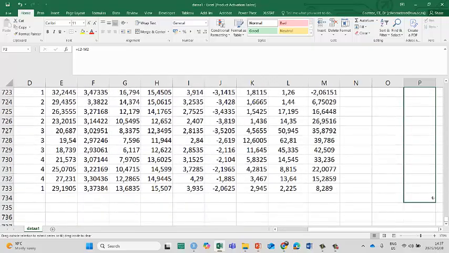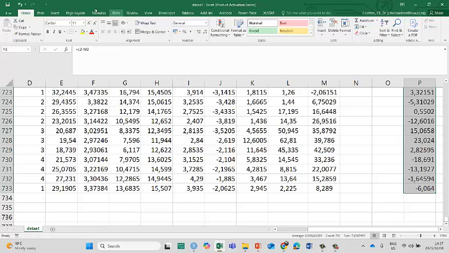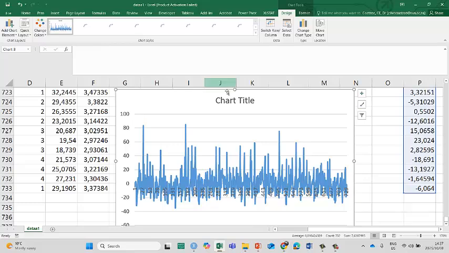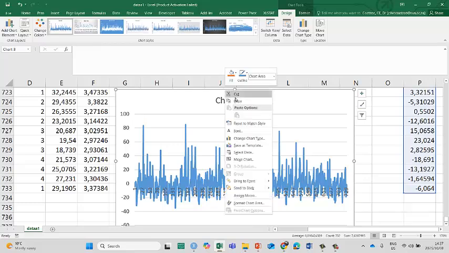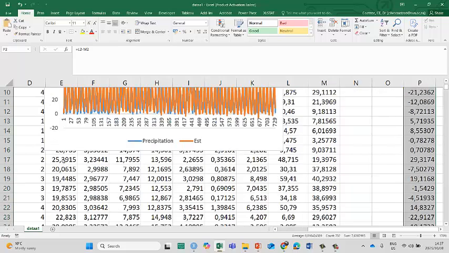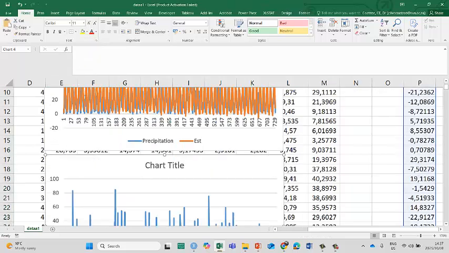So there's our error term. And we can also plot our error term. And there's our error term plot. Let's just take it up. And let's go and plot it just below this one. And there's our error term.